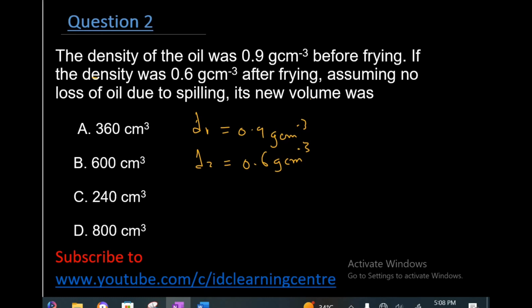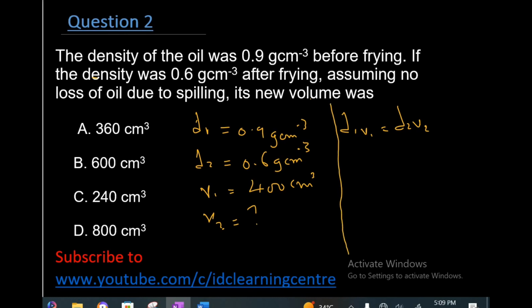Assuming there's no loss of oil due to spillage, we are going to maintain the same volume. So our V1 is constant, 400 cm cube. There's no change. To find the final volume V2, that's what we are looking for, we're going to use the formula D1 V1 equals D2 V2 to solve this question.